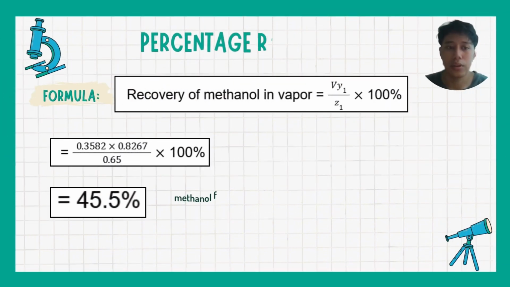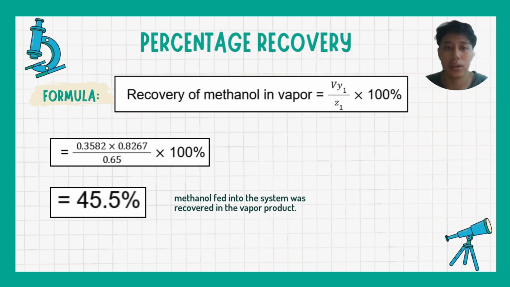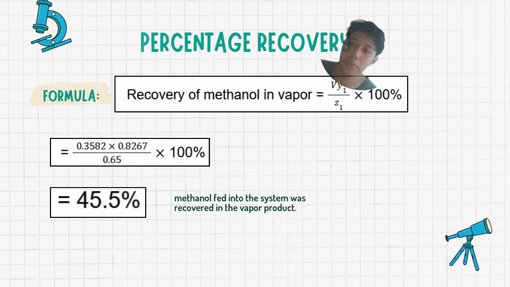For the percentage recovery, we focus on the methanol recovery in vapor phase, which is given by the formula V y1 over Z1 times 100%. We obtained 45.5% of methanol fed into the system was recovered in the vapor product.